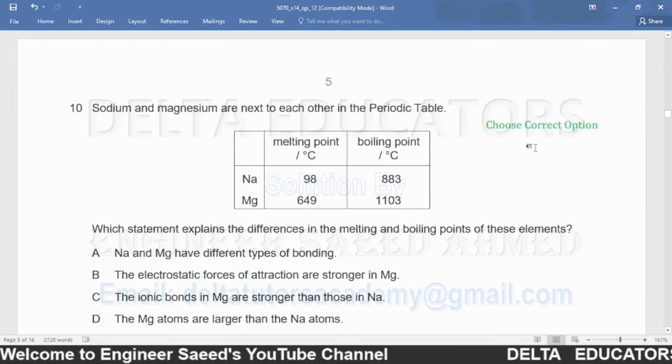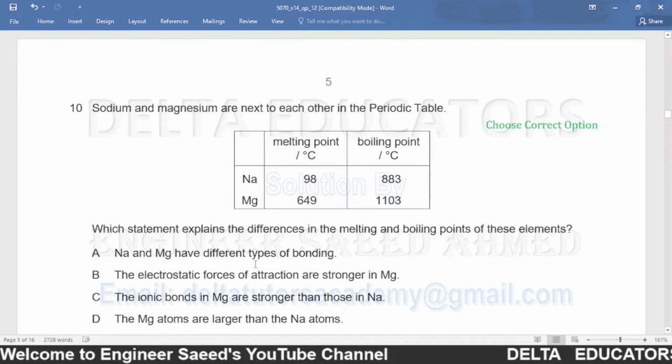Question number 10. Sodium and magnesium are next to each other in the periodic table. Here we have the melting points of sodium and magnesium, and also the boiling points of sodium and magnesium are given. Which statement explains the difference in the melting and boiling points of these elements? Option A, sodium and magnesium have different types of bonding. No, they have the same type of bonding. Both of them belong to group A, so A is incorrect.